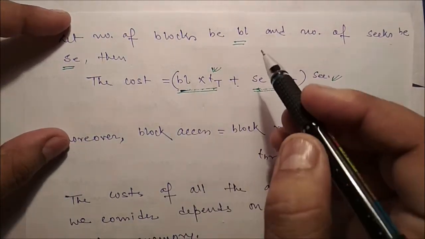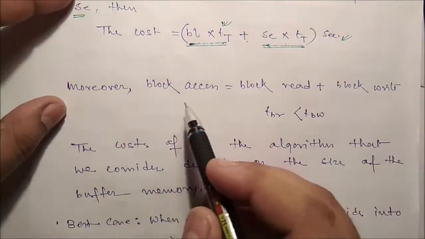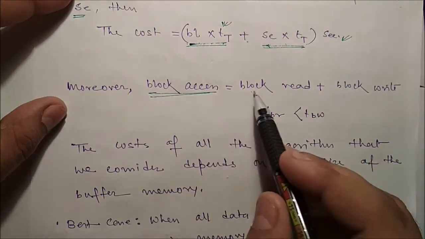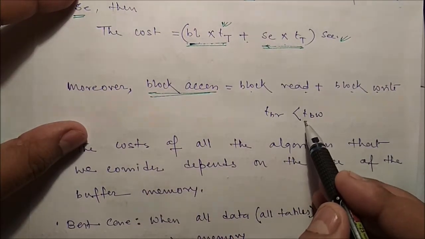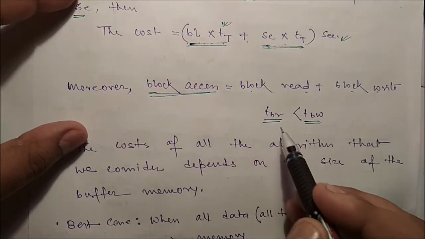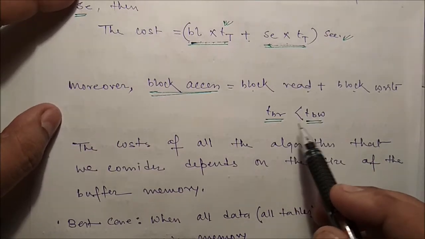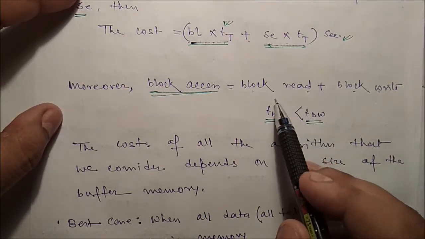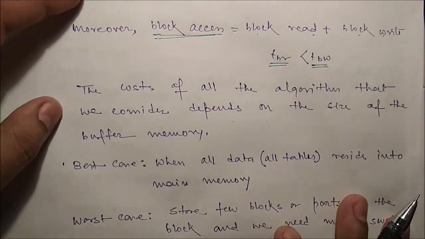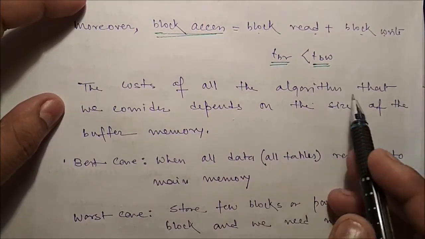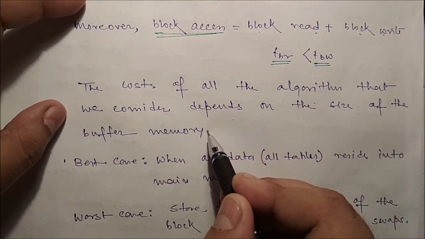Now here, the block access time we can divide into two parts: block read and block write. Generally, block write needs much more time than block read. But right now we'll assume that block read and block write need the same time. Now the cost of all the algorithms that we consider depends on the size of the buffer memory. That is also important.